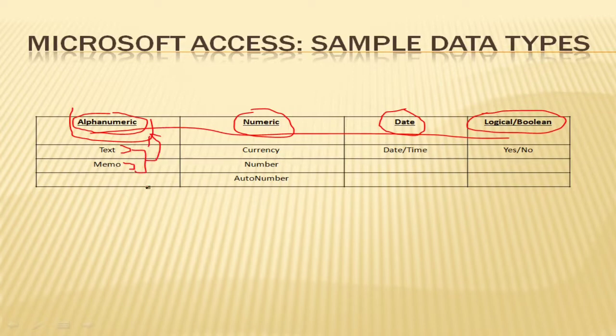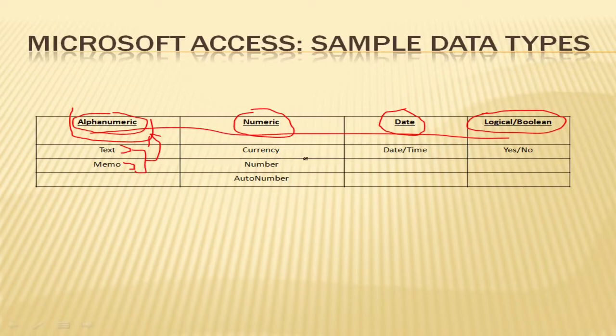You'd use the memo data type on a field when that field is going to store a large amount of data, such as a paragraph or a sentence or a large phrase, right? But generally speaking, most times the text data type is used in table structures and in actual database tables, right?